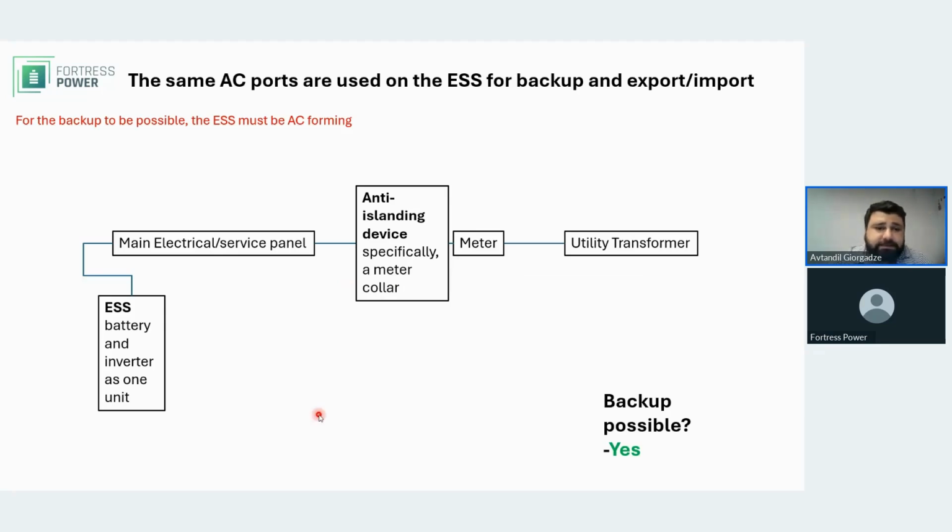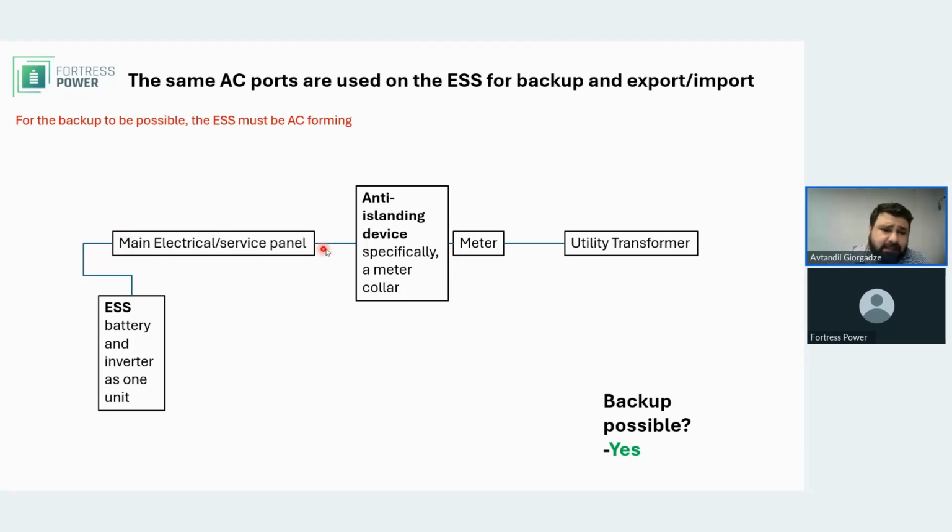So this is the most basic, at least if you ask me, way of interconnecting your energy storage system. This is common with certain manufacturers, so to speak. I don't want to advertise them in this webinar, but I think some of you that have experience in the field know who I'm talking about. So you have your energy storage system, which is battery and inverter as one unit combined, and you have an anti-islanding device, specifically a meter collar, connected to the meter. And you have your main electrical panel.